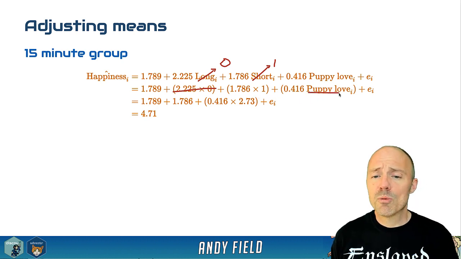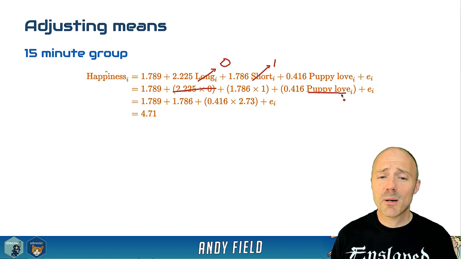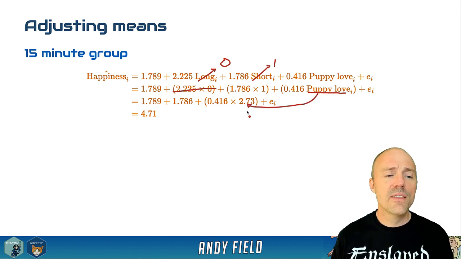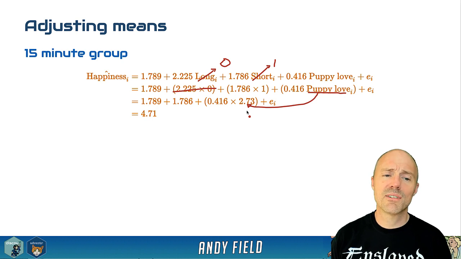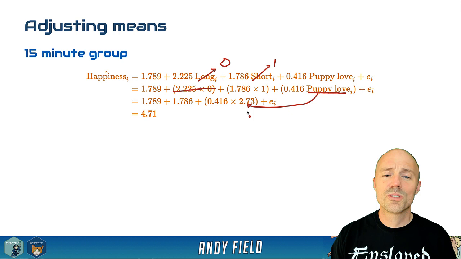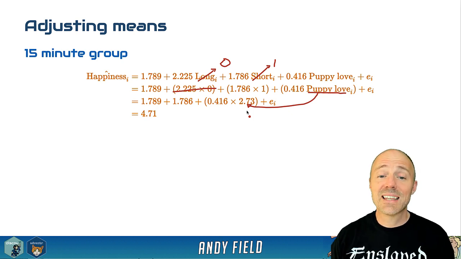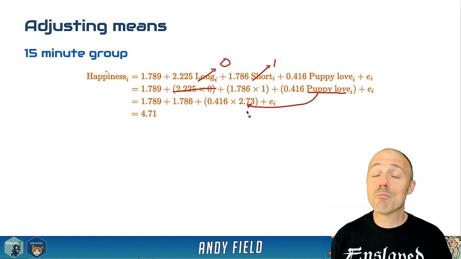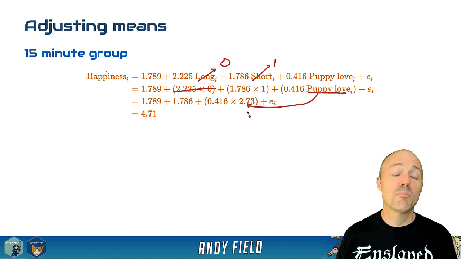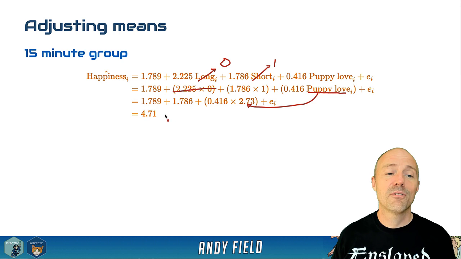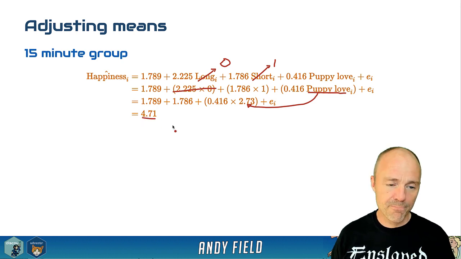And again, puppy love, we just can replace it with the average level of puppy love, 2.73, which is what happens down here. So then the predicted value of happiness in the 15-minute group is 1.789 plus 1.786. So it's basically the beta 0 plus the beta for the short dummy variable, and then we add to that the beta for puppy love multiplied by the average levels of puppy love. And we get then a predicted happiness in the 15-minute group of 4.71.